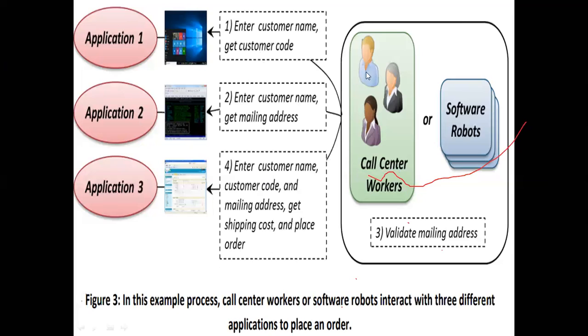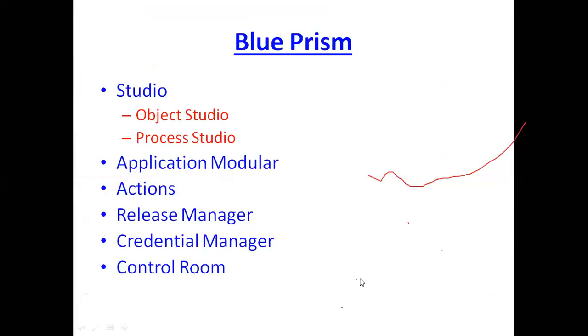So far the human workforce is doing this work. Now my software robots are going to do this work. In this example, call center workers or software robots interact with 3 different applications to place an order for the customer. This is an example for call center workers. It can be for any other business process, like accounting workers, a manufacturing process, insurance, or any other. This is the example we discussed regarding the call center application.